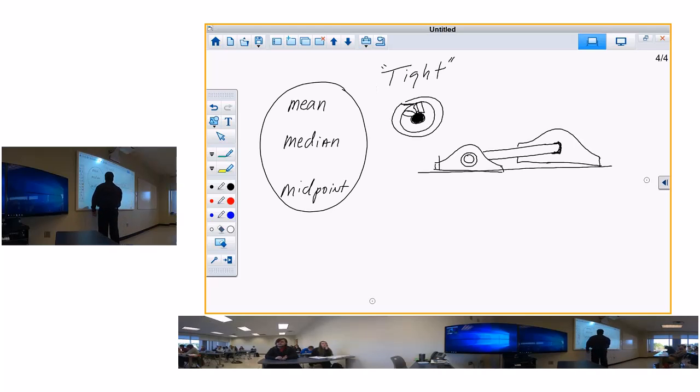Versus, here's your bearing. I'm just going to do a 2D view because my 3D view sucks. And here is the axle.